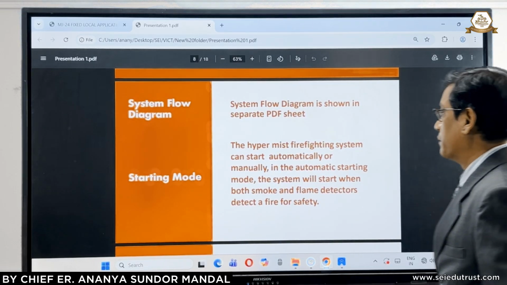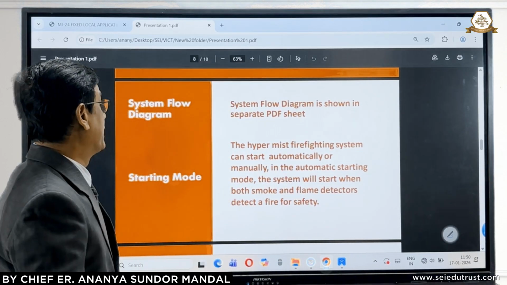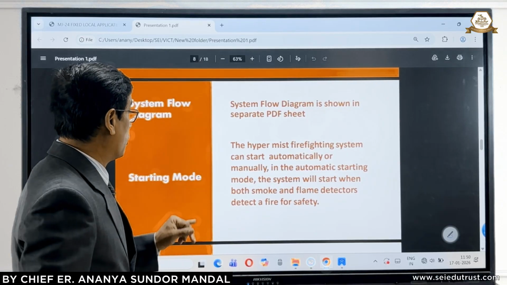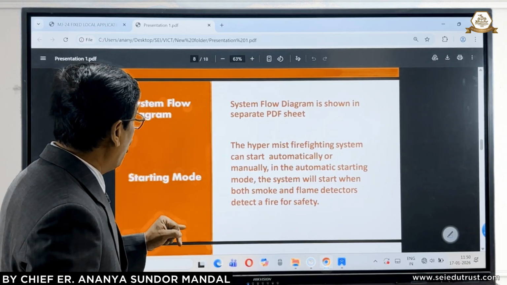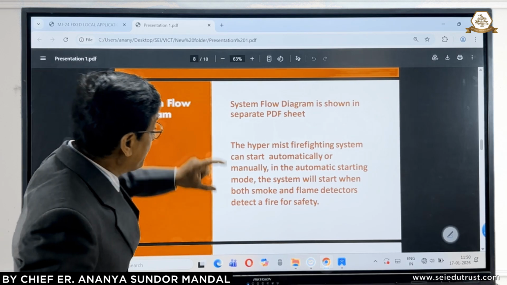Starting mode of Hypermist. The Hypermist firefighting system can start automatically or manually. In the automatic starting mode, the system will start when both smoke and flame detectors detect a fire, for safety of that particular area.